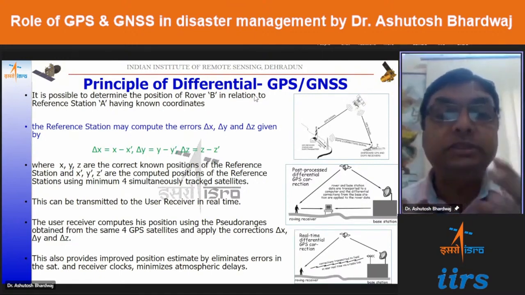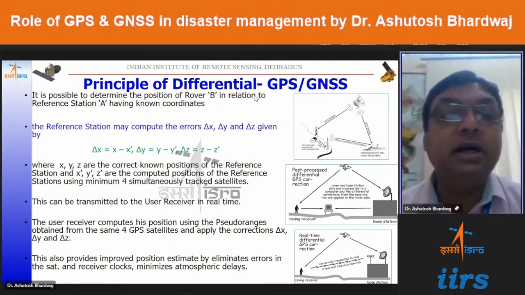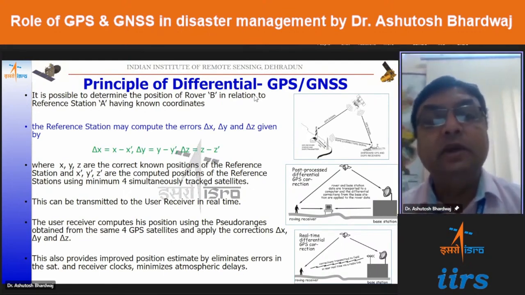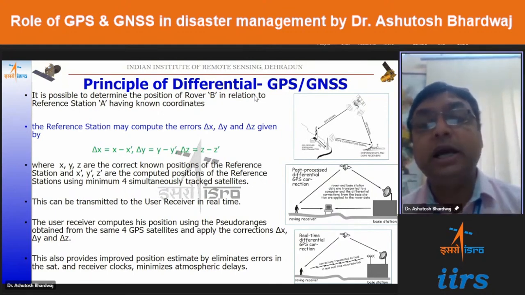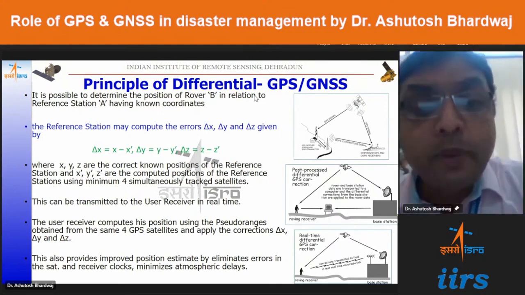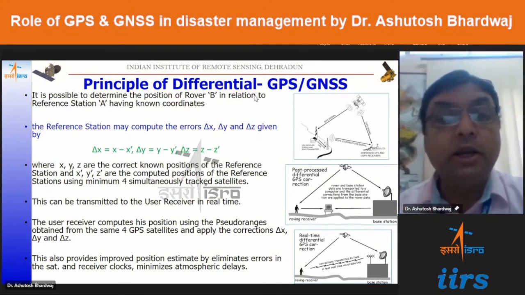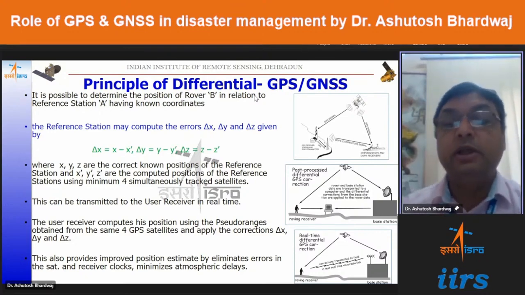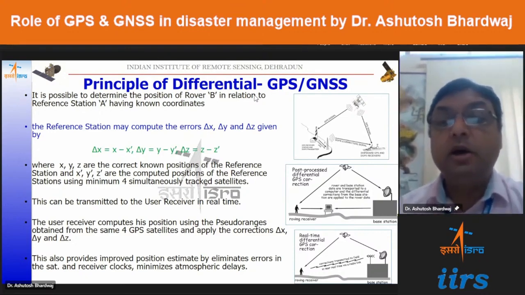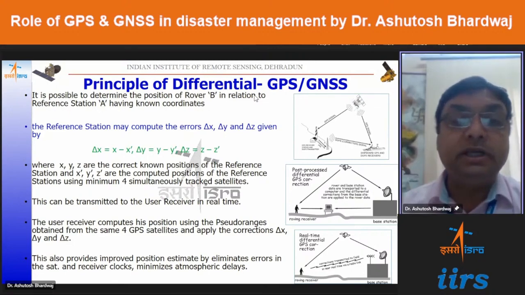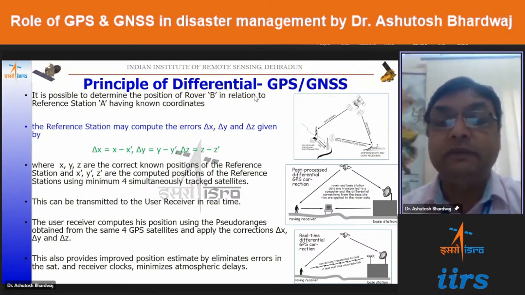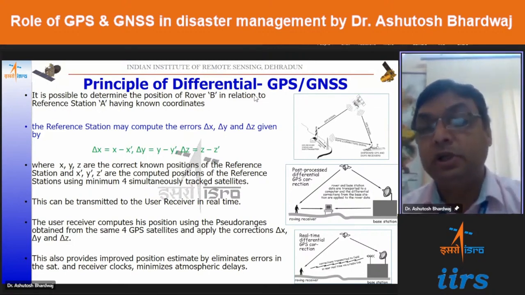The subtraction of the known coordinates and the new coordinates provides us the delta X, delta Y, delta Z, which is used for the correction. Now this correction parameter can be used either in real time through the satellite link or through the use of a modem or internet based link. Then it is called the real time solution. Whereas we can process the data later on also after doing the survey. That is called the post processed solution. So these two kinds of solutions are available.